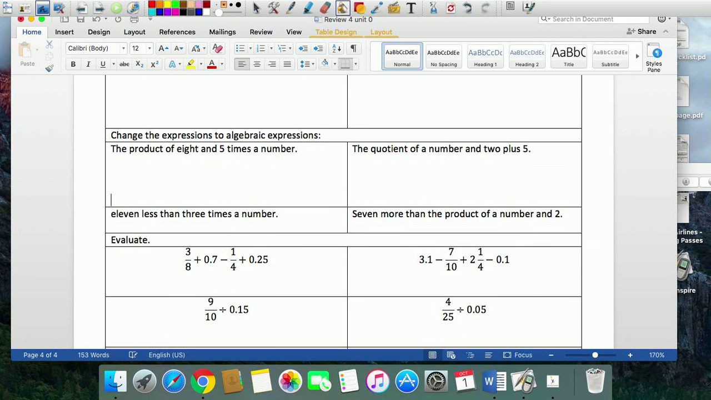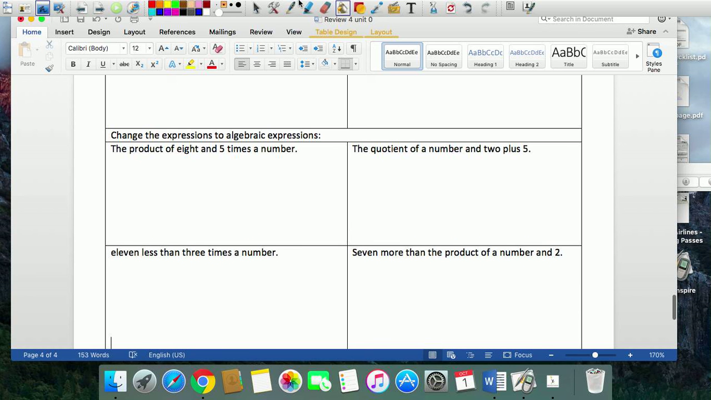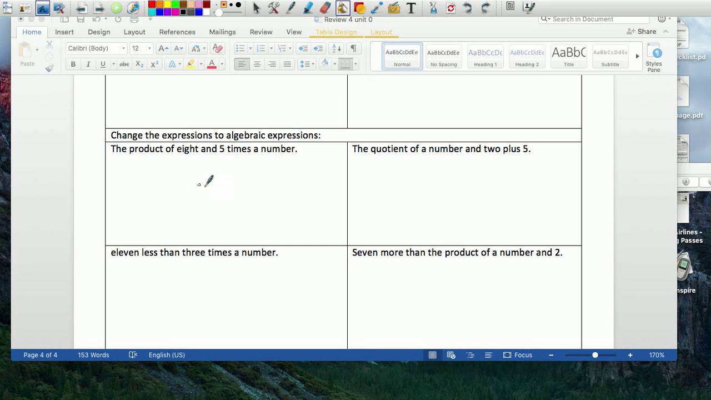Okay, so now we're just translating. Product. Product means what? Product means multiplying. So I'm multiplying two things. Product of 8 and who? And 5 times a number. 5 times a number. Okay, so actually it's all multiplication.